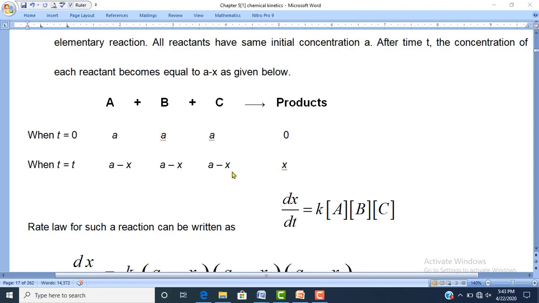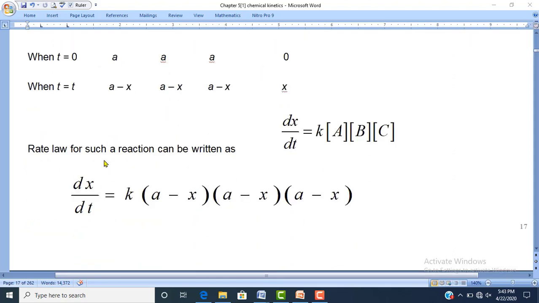When we apply the rate law for such types of reactions, we find that dx over dt, which means the rate of reaction, is equal to the rate constant K into the active mass of A into the active mass of B into the active mass of C. Since the active mass or molar concentration of reactant A is a minus x, reactant B is also a minus x, and for reactant C the concentration is a minus x.